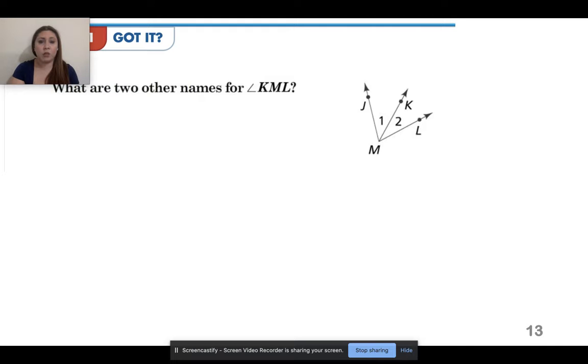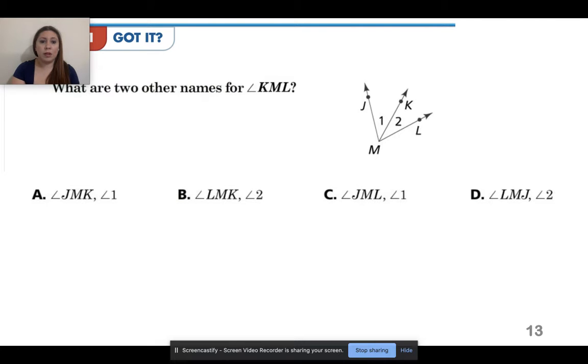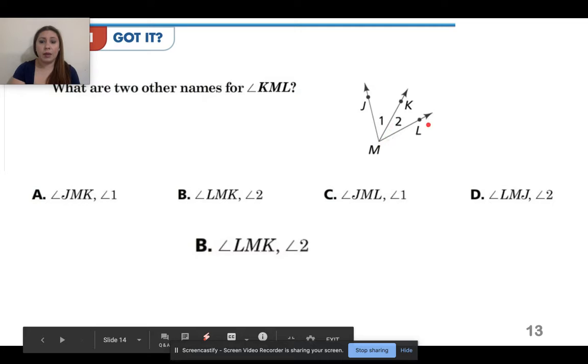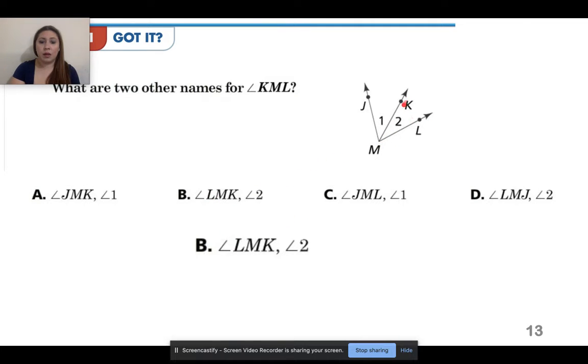So what are two other names for angle KML? I'll give you these hints. Now, did you guess or did you just wait? So the answer was B. KML is one way I could do it, or LMK is another way, or just labeling it as a 2 is another way. So the answer is B.